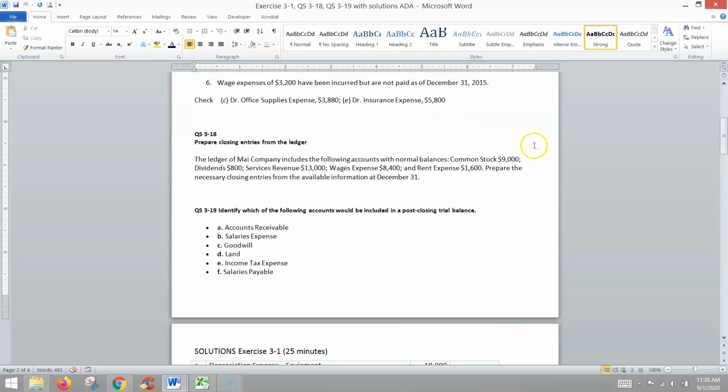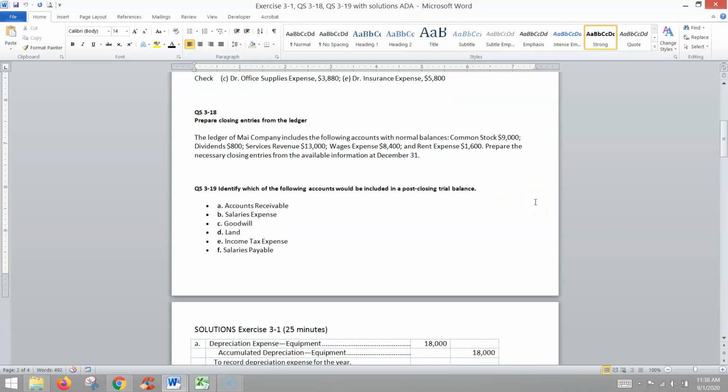The next exercise is a quick study 3-18. We're going to do the closing entries. It gives us the accounts. As you can see, it's just working with a few certain accounts, but it gives us practice on those closing entries. So there's 4 closing entries. First we close revenue, then we close expenses, then we close income summary, and then we close dividends. You can memorize those 4. They don't necessarily have to be in that order, but we do work with them in that order.